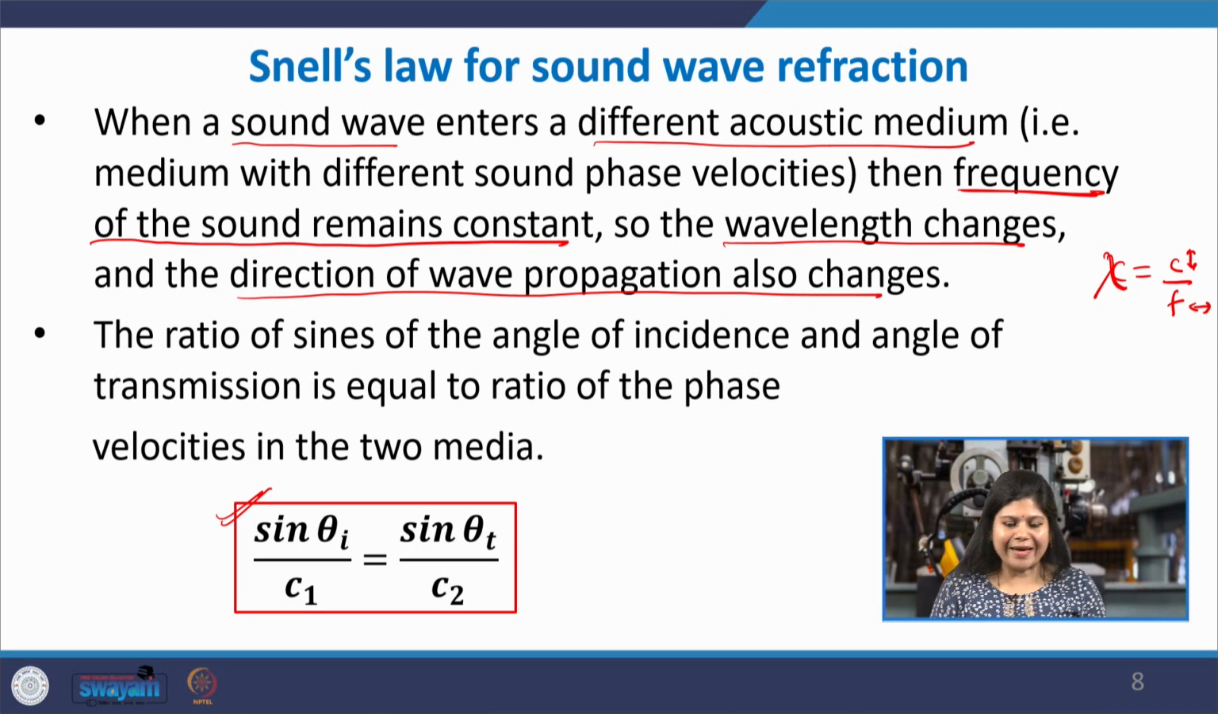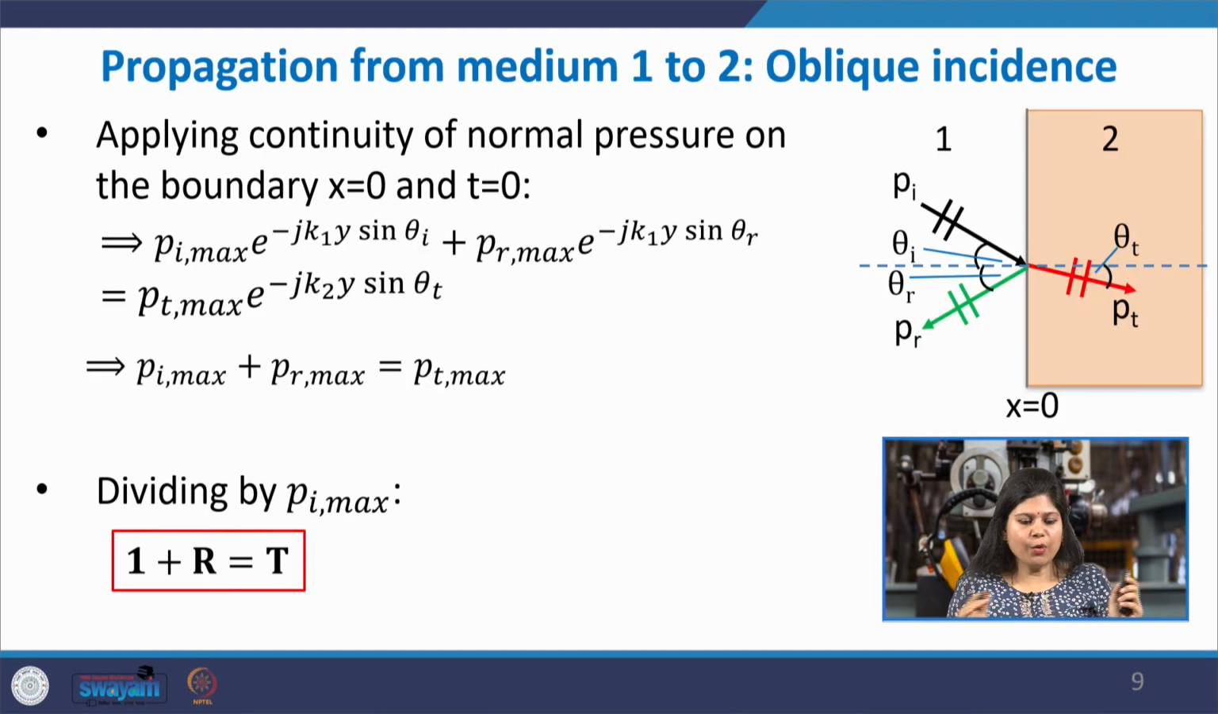Okay. So, the signs of the angle of incidence and angle of transmission are equal to the ratio of the phase velocities in the two media. Okay. So, now we have found this relationship between theta i, theta r and theta t. Let us now again apply the continuity of normal pressure, but now we equate it at one time instance, which is t equals 0 at the boundary.